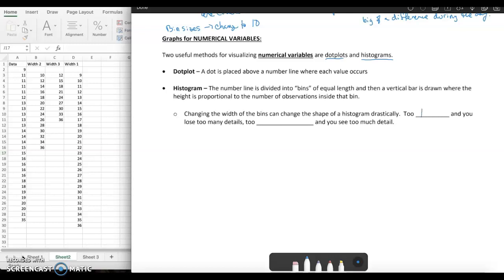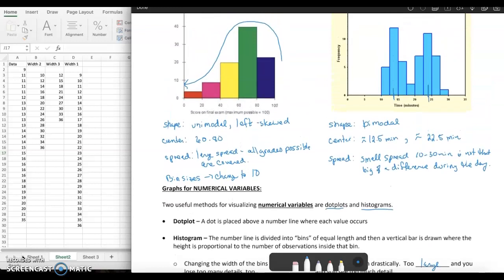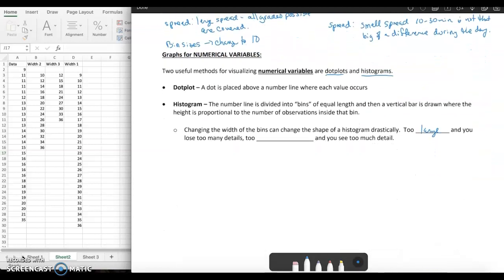If you make them too large, you may lose too many details. So that was like in this grades one. I thought those were too large. I felt like I was losing some detail. I was losing some important information that would have been nice to know. So that can happen if you make a too large choice. But if you make them too small, what can happen sometimes is that you get so many bins that you are just overwhelming the person trying to look at the graph, and they may not be able to pick out the important information.